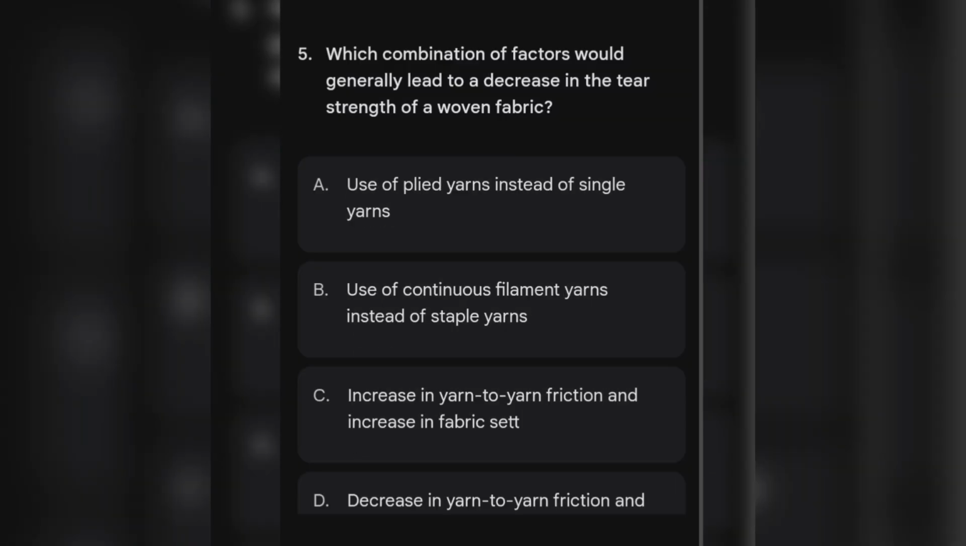Which combination of the factors will generally lead to decrease in the tear strength of the woven fabric? Combination of the factors means there are three factors to decrease the tear strength. Use of plied fibers instead of single fibers. Okay. Use of continuous filament yarn instead of staple yarn. Okay. In both the cases, the tear strength will not be reduced or decreased.